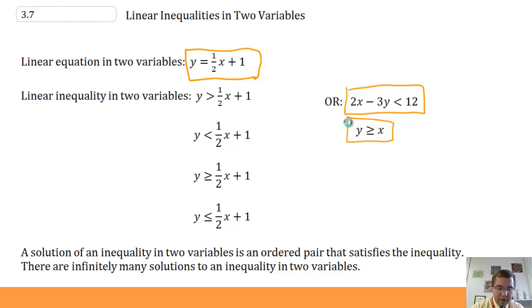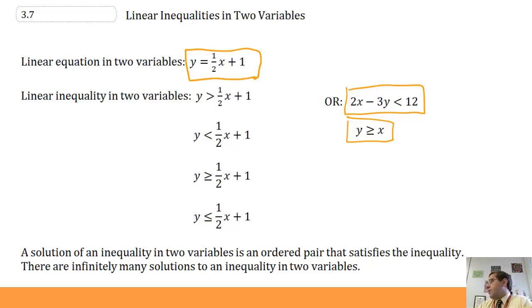A solution of an inequality in two variables is an ordered pair, x comma y, that satisfies the inequality. That is, when I plug in that number for x and that number for y, the inequality is true. There are infinitely many solutions to an inequality in two variables, not just one, and our solutions are not limited to a line anymore. They're a whole region of the graph.